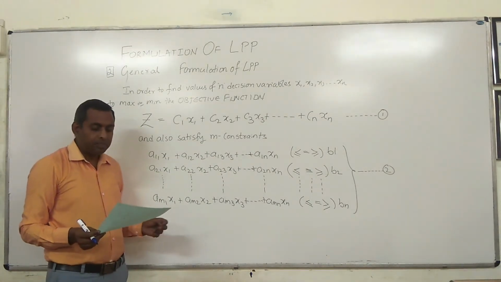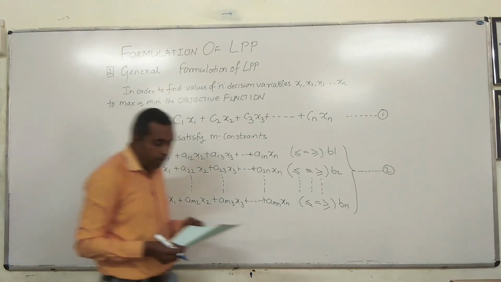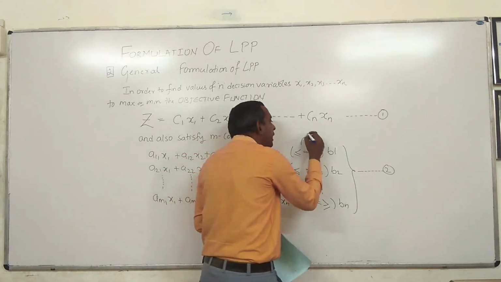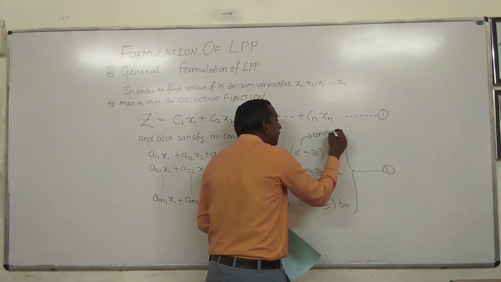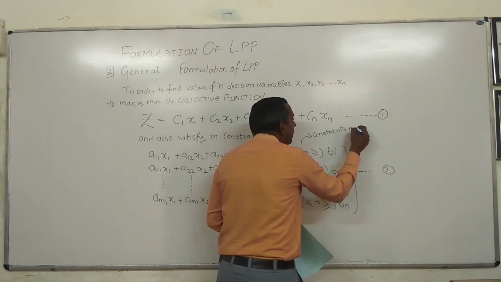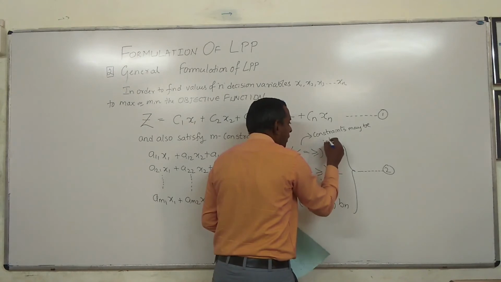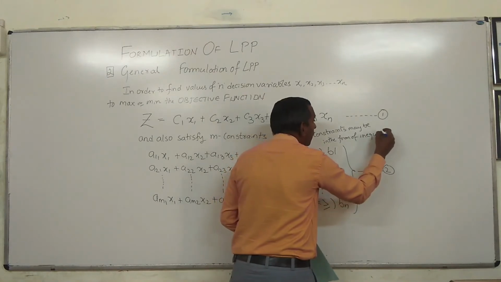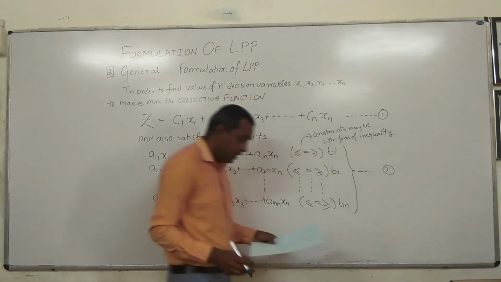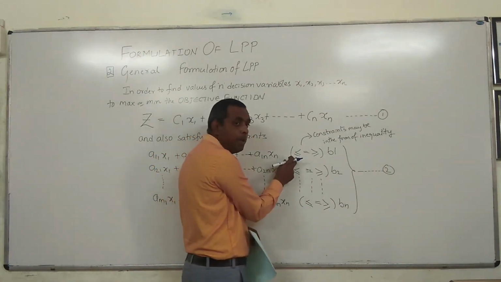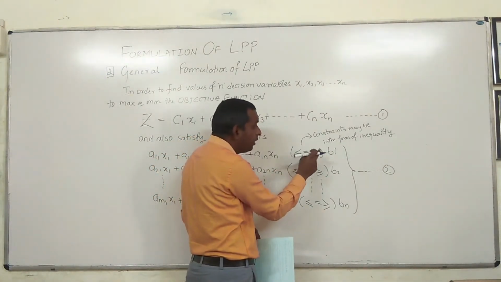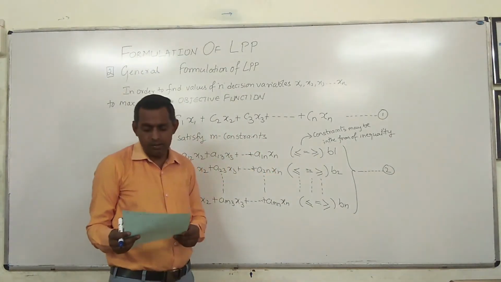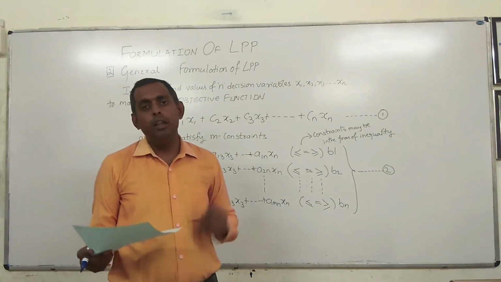Where the constraints may be in the form of inequality. What are the inequalities? It may be less than or equal to, or it may be equal to, or it may be greater than or equal to. Any one of the signs. Fine. Even in the form of equal to.